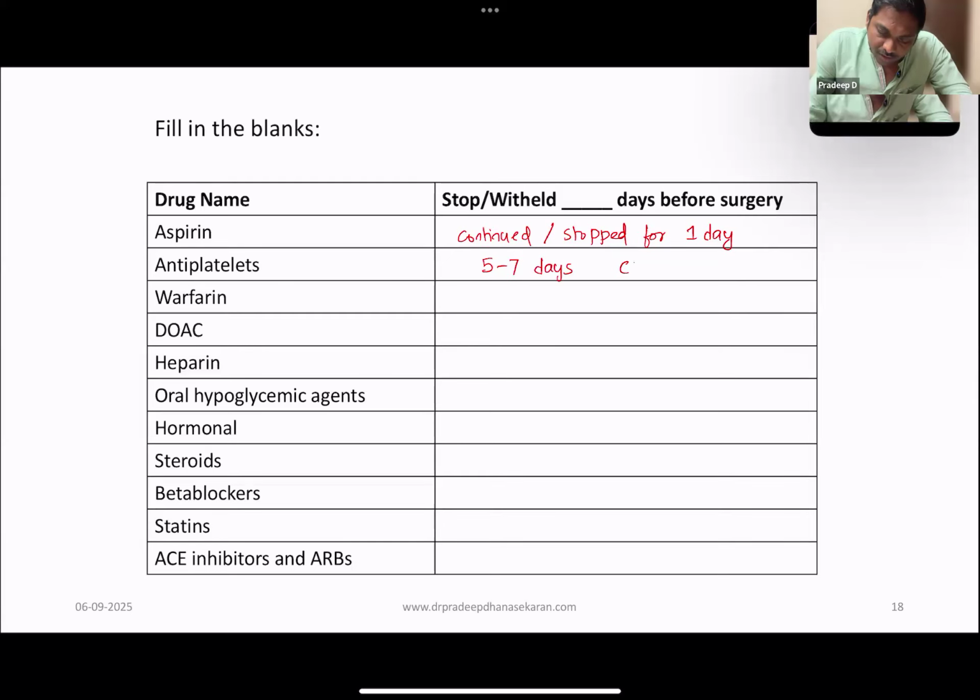Antiplatelets, ideal recommendation is 5 to 7 days. What are antiplatelets? You have clopidogrel, ticagrelor, and prasugrel.